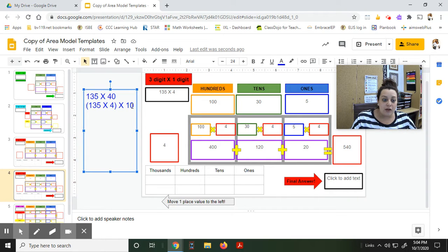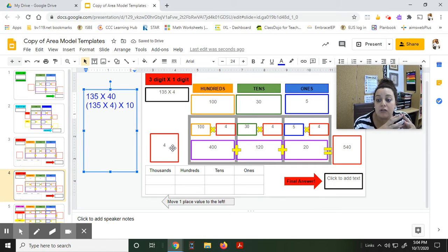So we're going to go back over here to our original problem that's over here in blue. That 135 times 4 we just figured out is 540. So I'm going to type 540 now times 10. This is where the magic happens. This is where we really need to understand what we're doing when we are multiplying by 10.